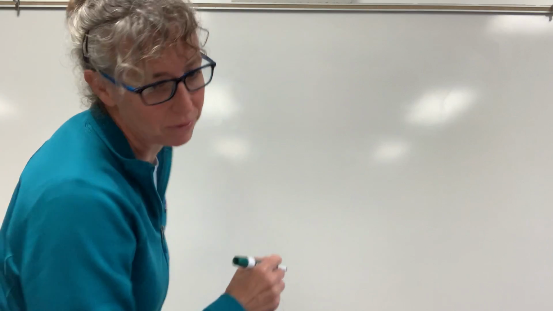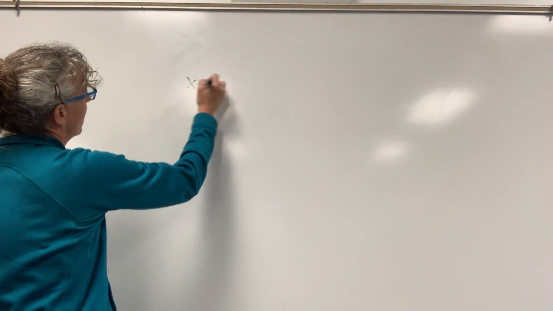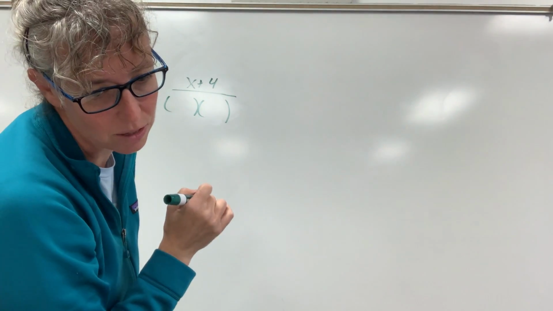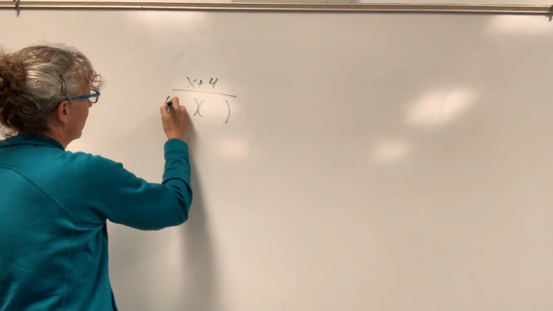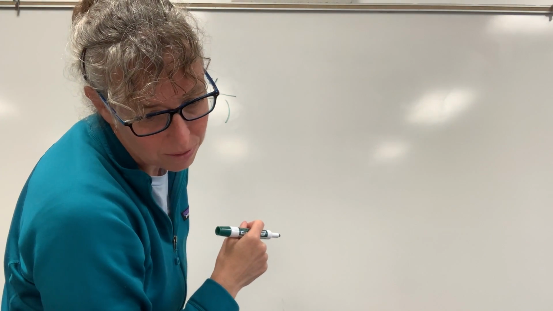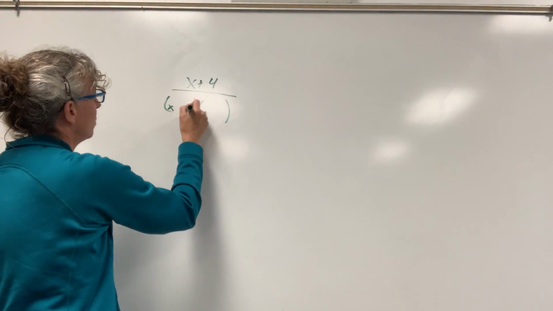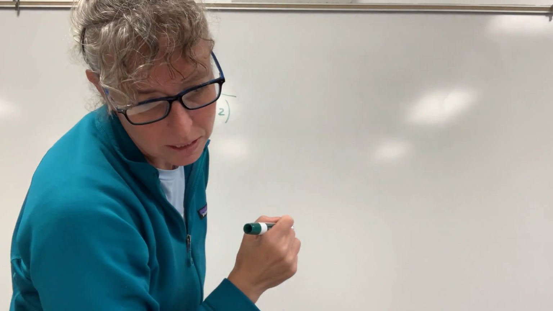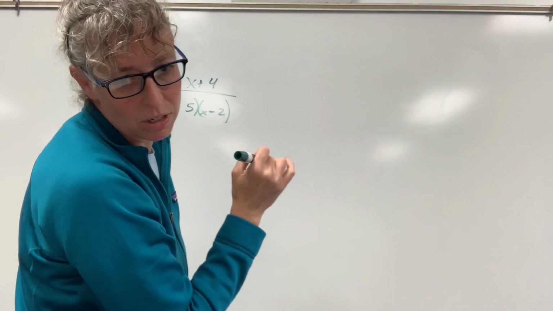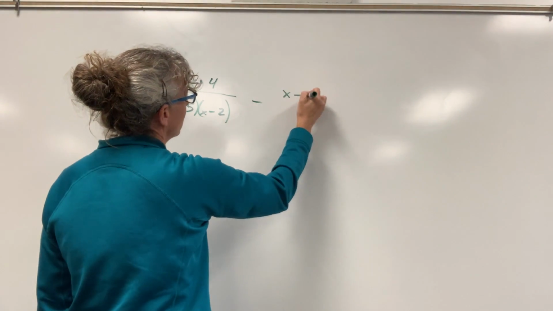Okay, example number 5. I've got x plus 4. As I write it up here, I'm going to go ahead and factor that bottom polynomial because we can't do anything without it being factored. So we have a negative 10 and a 3. So I think I'm going to use a 5 and a 2. And what is it? It's a negative 10, positive 3. Okay. And then I'm going to do minus an x minus 1.